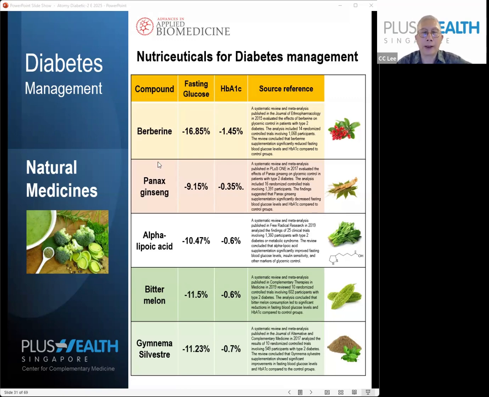And you can see from here, the top in the range of efficacy is berberine. It's a TCM compound, right? Okay, and it has very effective efficacy in fasting glucose control and HbA1c, right? Followed by bitter melon, which I think Tommy has a product, which is a bitter melon extract. We will discuss it shortly, right?